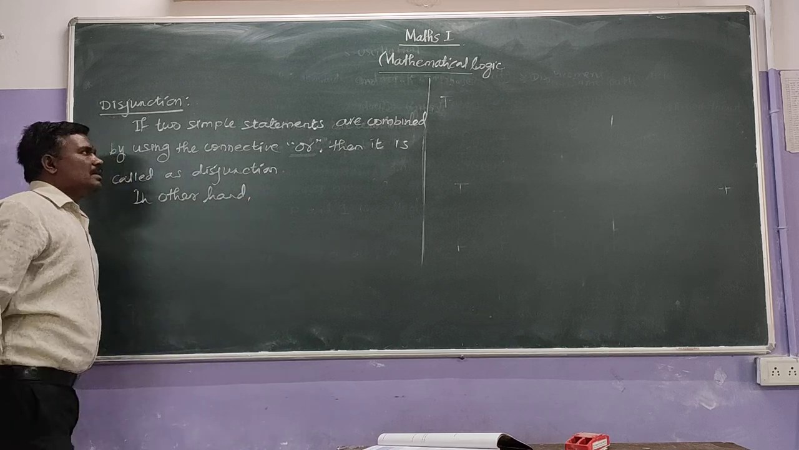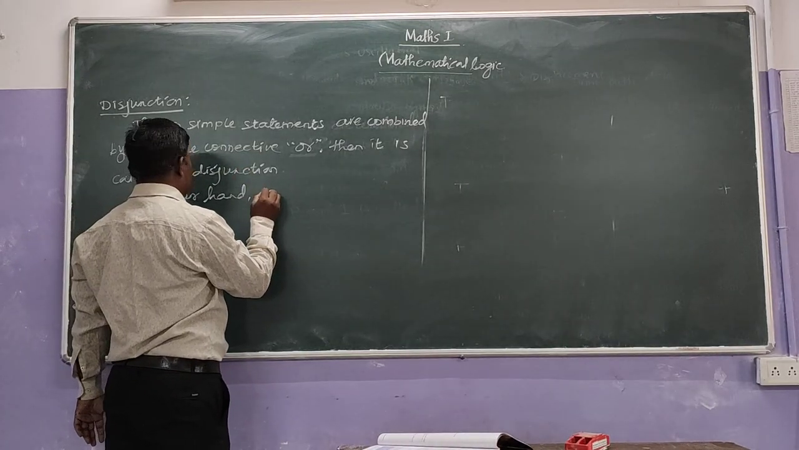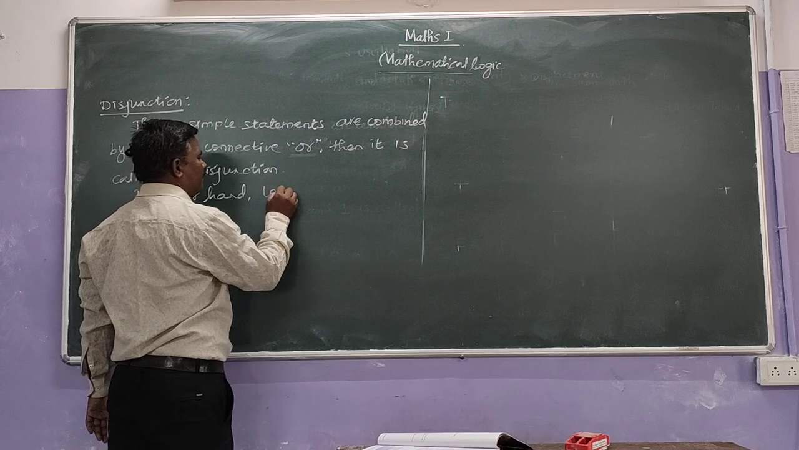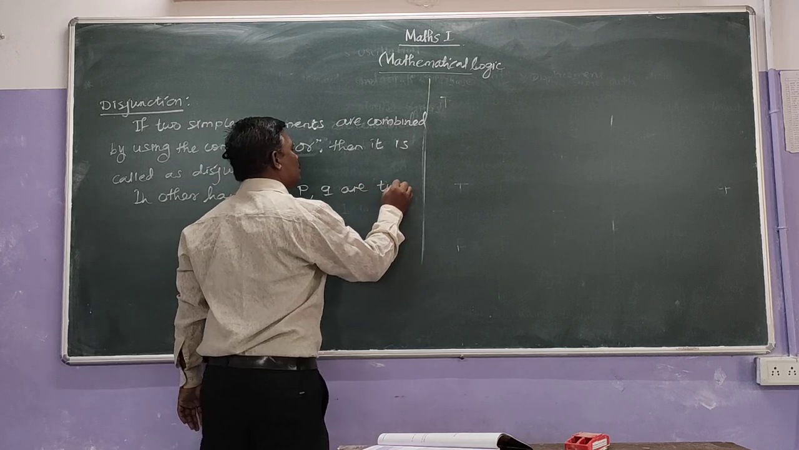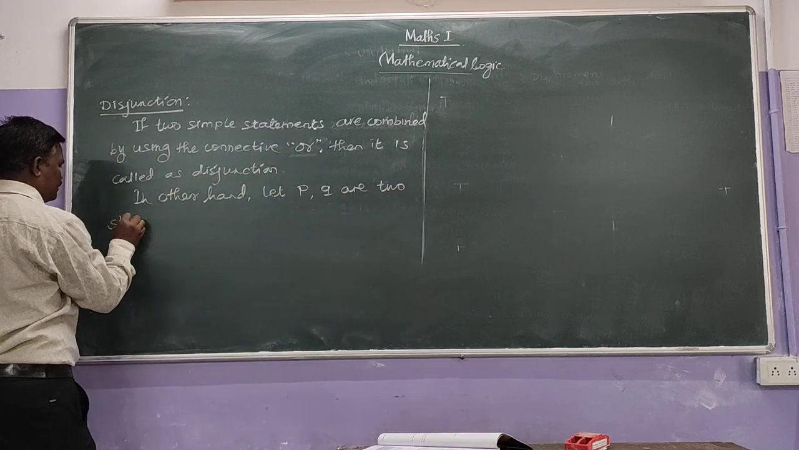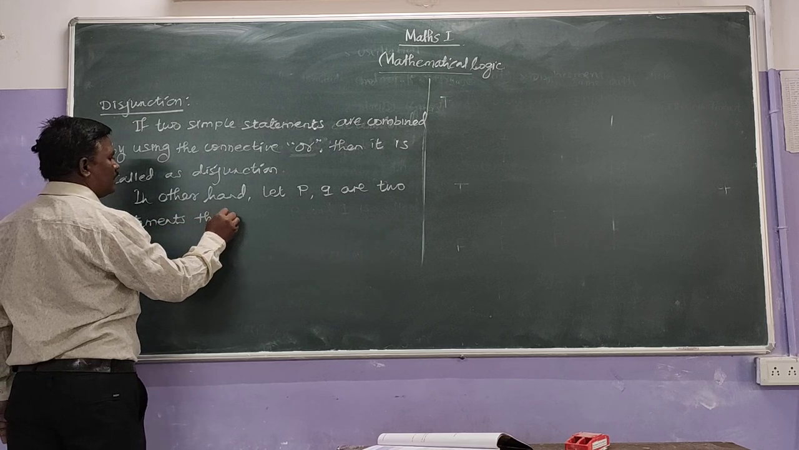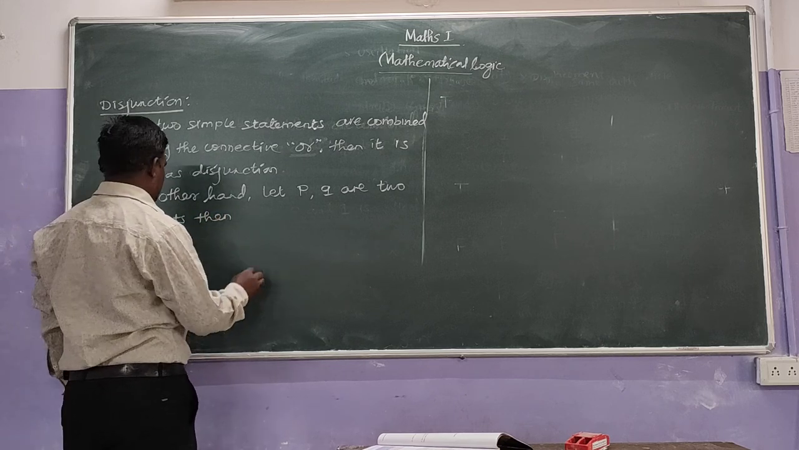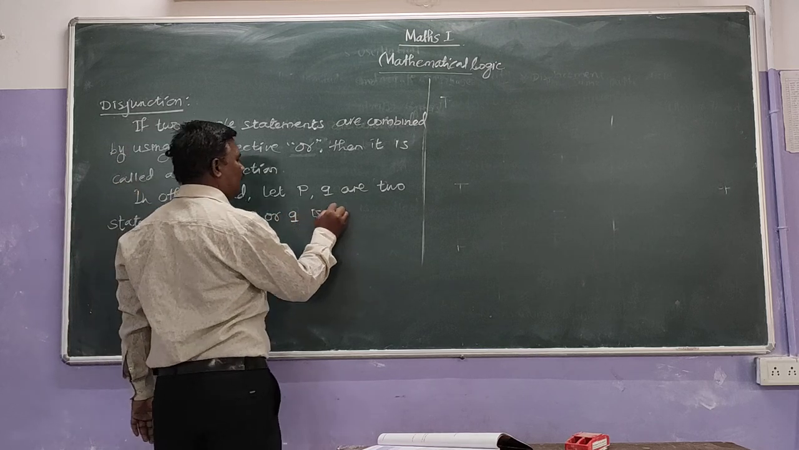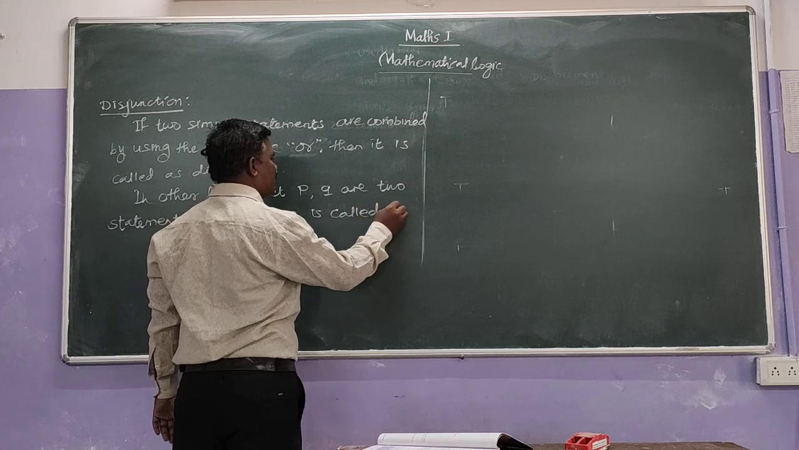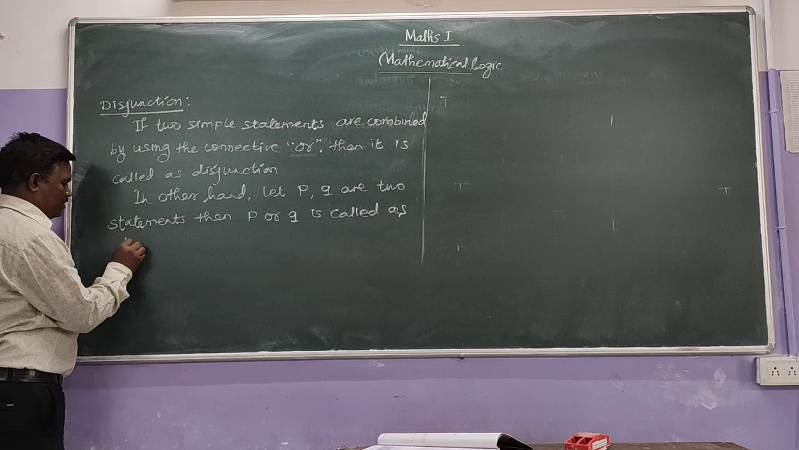In other words, consider here, suppose P and Q, let P, Q be two statements. Then P or Q is called as disjunction.